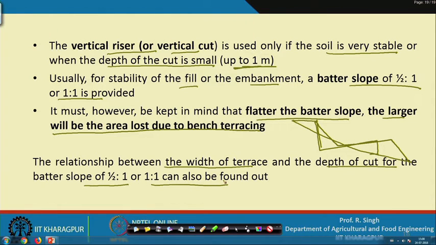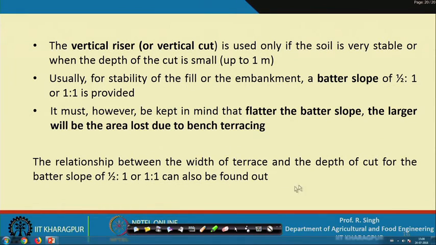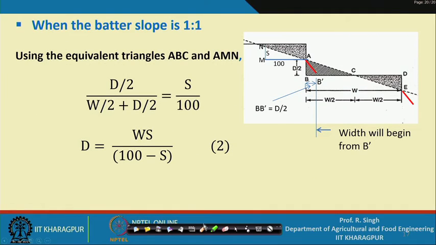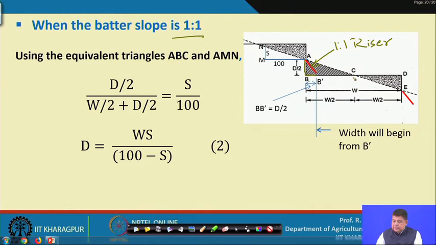or 1 is to 1 can also be easily found out. For example, when the batter slope is 1 is to 1, that simply means that this is D by 2 and this is also D by 2. This is because this is our 1 is to 1 riser. So, that simply means what? That this distance, because the width will begin from this point, this distance BC becomes W by 2 plus D by 2. So, this is the relationship we get, and D by 2.